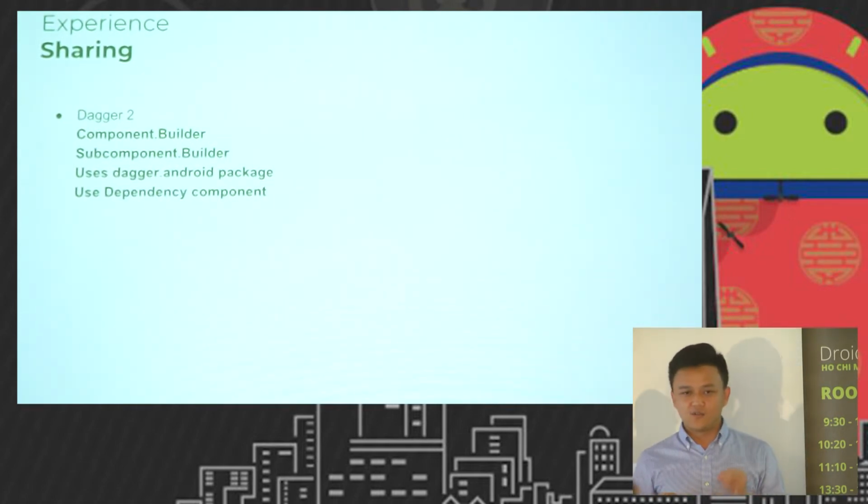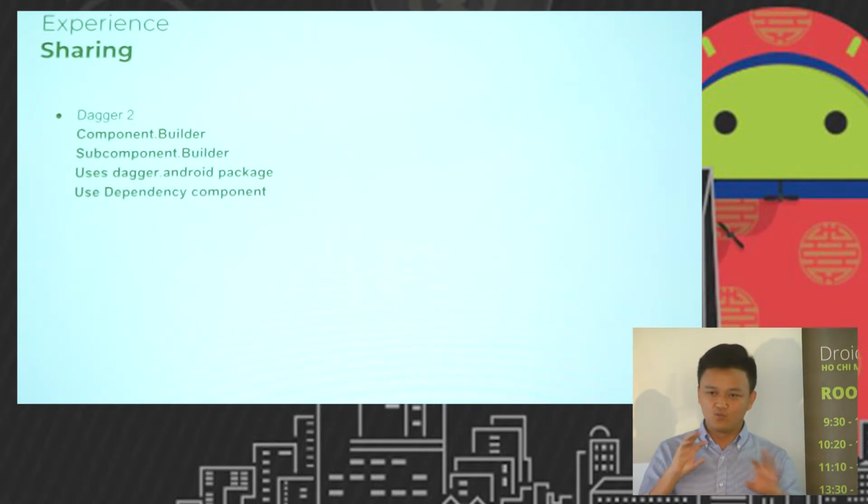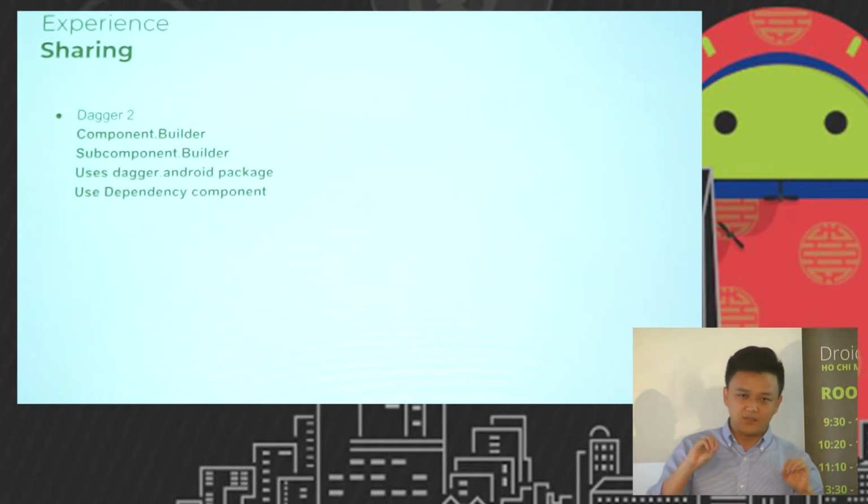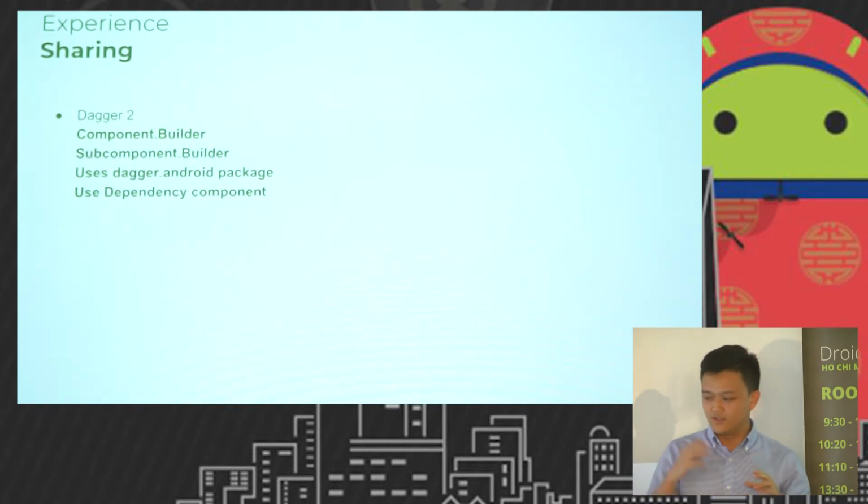So in Dagger, you have two relationships between two components. One is subcomponent, second is dependency component. Dependency component usually gives you more opportunity for independence. So you should use it if possible.